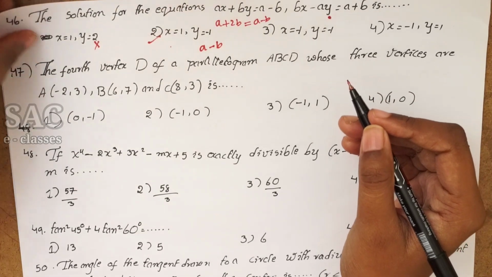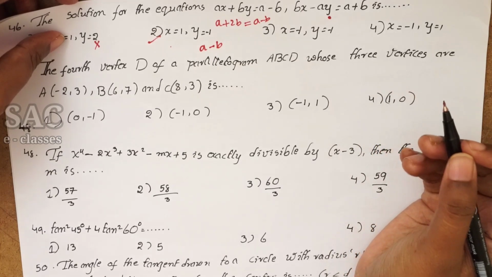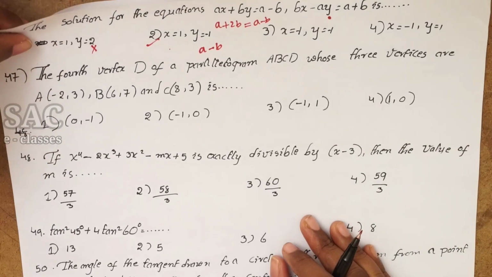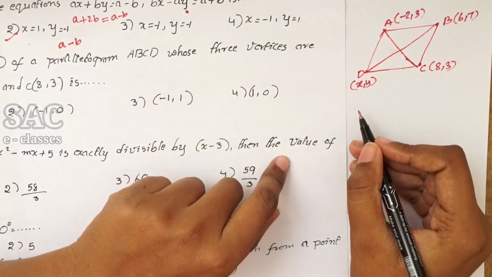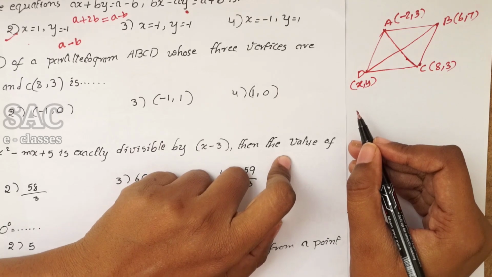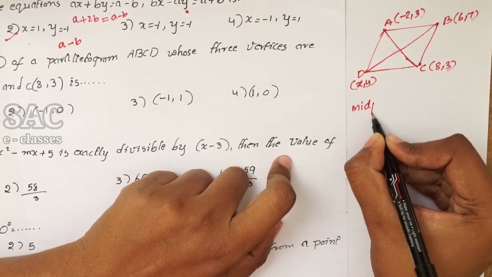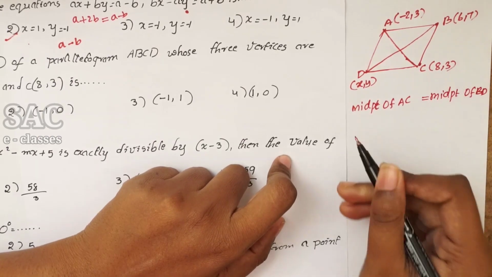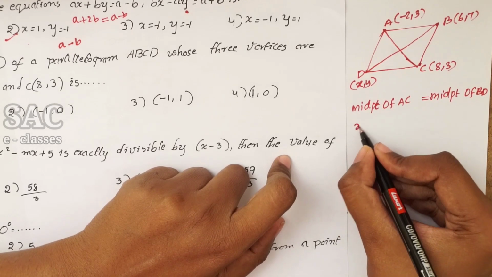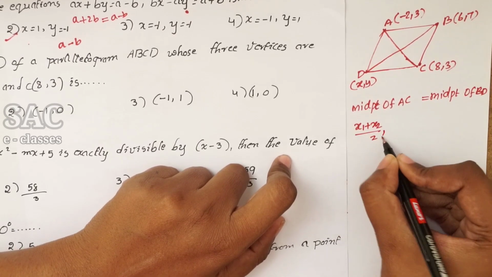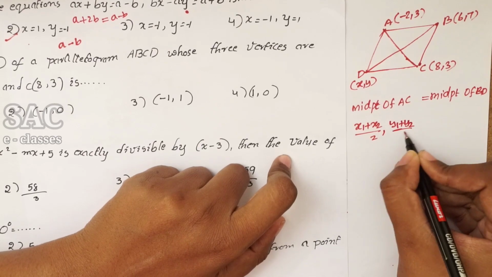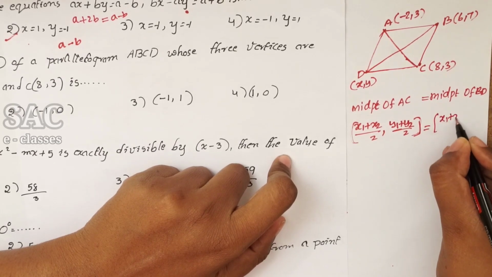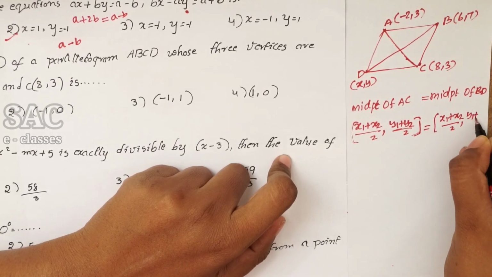The fourth vertex D of a parallelogram ABCD whose three vertices are A, B, C, then what is the vertex D? Now if you observe the given parallelogram ABCD, then the midpoint of AC is equal to the midpoint of BD. We know the midpoint is x1 plus x2 by 2 comma y1 plus y2 by 2, which is equal to x1 plus x2 by 2 comma y1 plus y2 by 2.